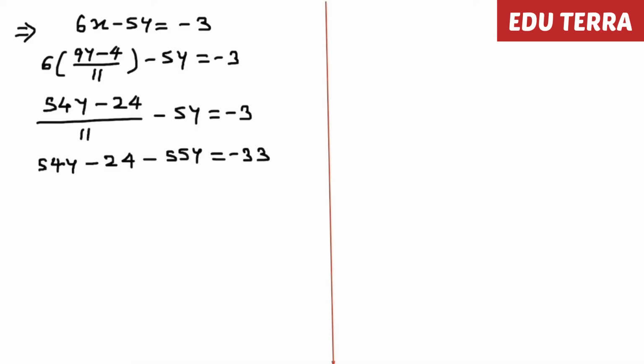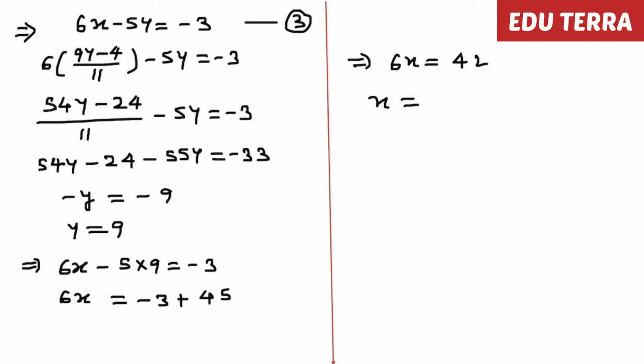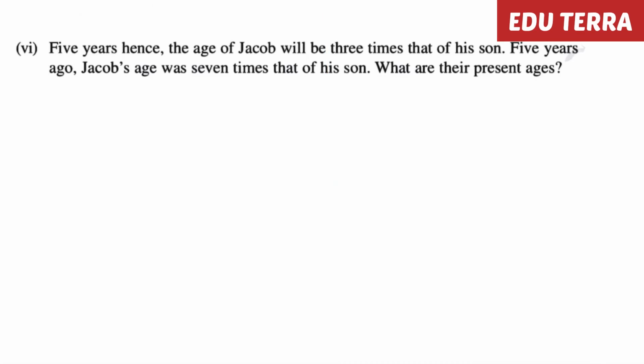Then solve it. Here minus y equals minus 9. So y equals 9. Now substitute y equals 9 in equation number 2, otherwise in equation number 3. So x equals 6 7s are 42. Fraction equals 7 upon 9. It is our answer.